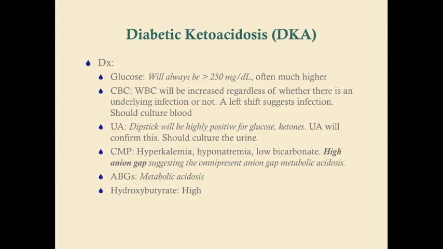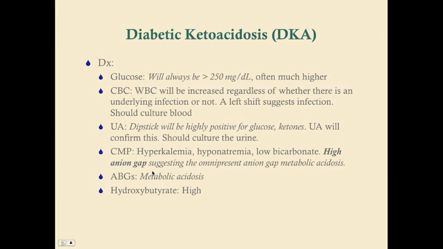Your metabolic profile will show you hyperkalemia and hyponatremia and a low bicarb. Why the hyperkalemia? Because potassium and glucose travel together. So if you have low insulin, you're not getting glucose into your cells, and so the glucose is remaining in the blood. That's why we get high glucose, and the potassium is going to remain in the blood, and that's causing the hyperkalemia. You'll have a hyponatremia as well and a low bicarb.